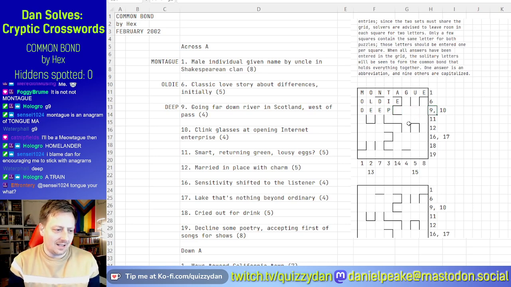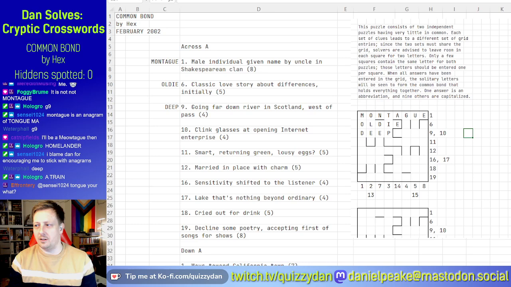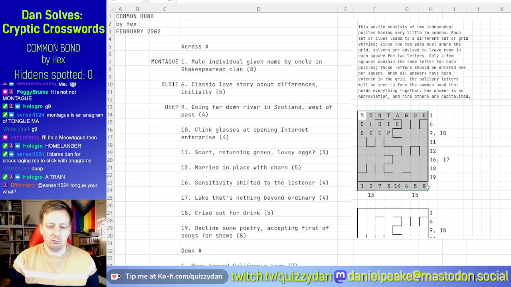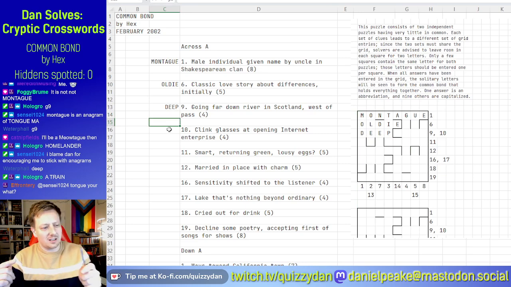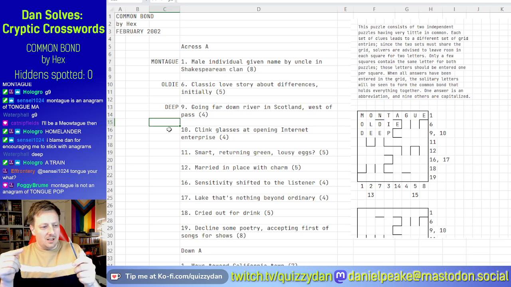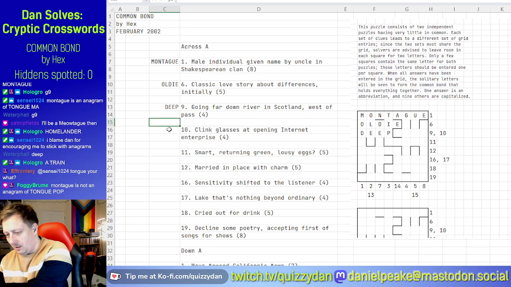Clink glasses at opening internet enterprise. I'll just keep all the instructions on whilst we do grid 1, because you can just see them. Clink glasses, that's like... Ding!